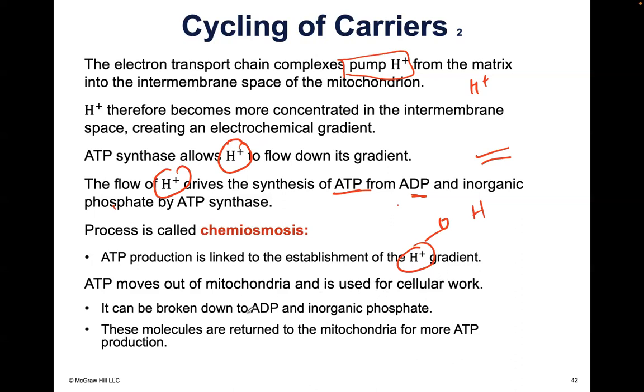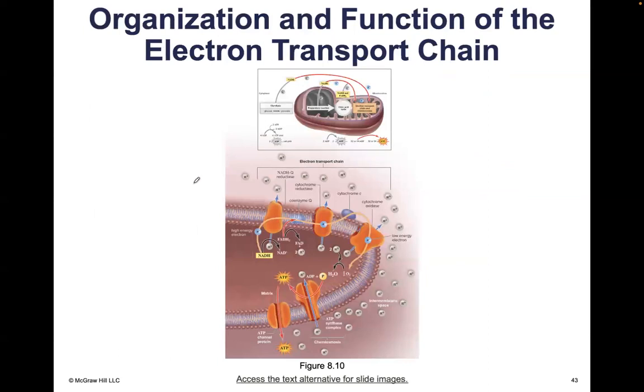So it can be broken down to ADP and inorganic phosphate, and these molecules are returned to the mitochondria for more production of ATP when they need to produce it. So this is a description of it.